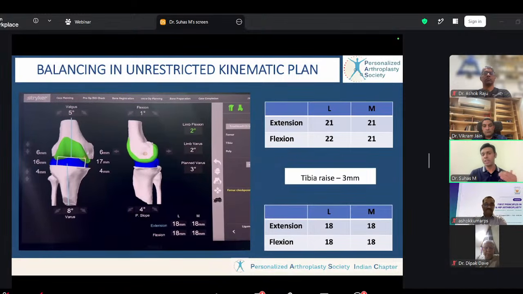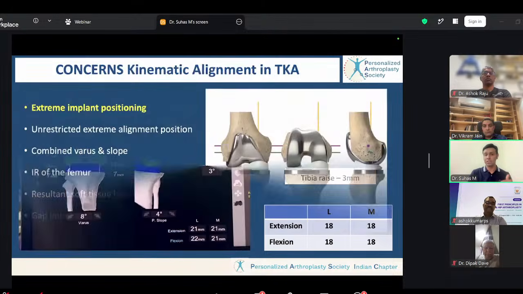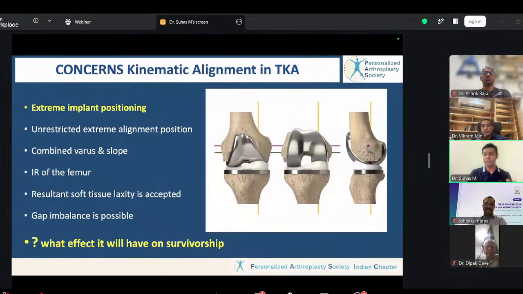But this is where the hesitation comes from most surgeons, because they're worried about a tibia surviving at 8 degrees of varus. Hence, the hesitation for kinematic alignment is the extreme position of the implants, putting in varus as well as slope, internally rotating the femur to cut equal components. And hence, will these implants survive? Will the patella track well? And so many of these concerns.